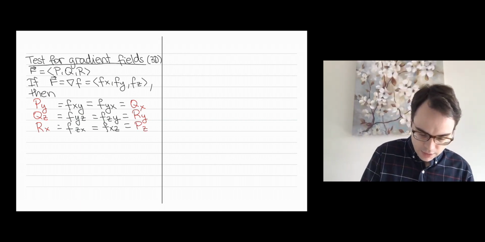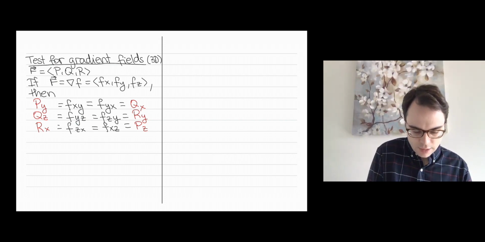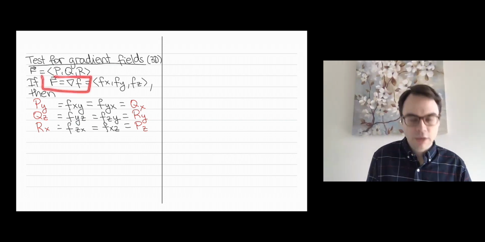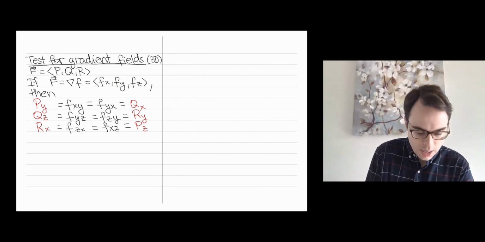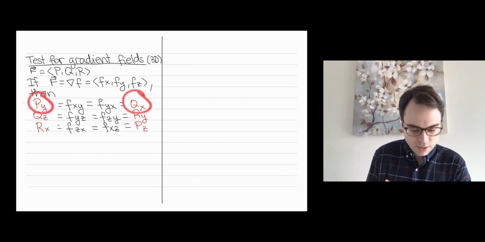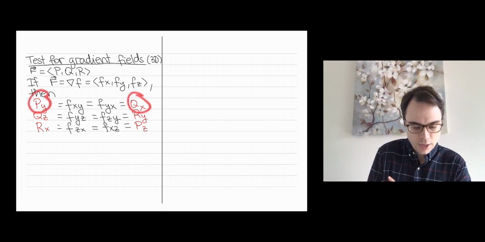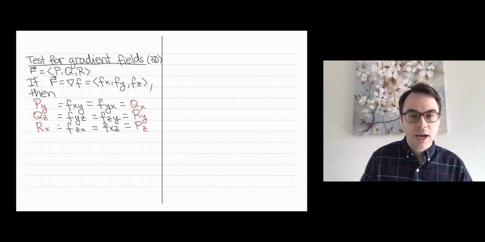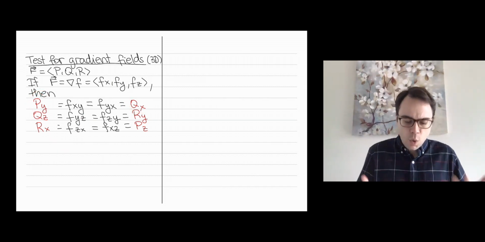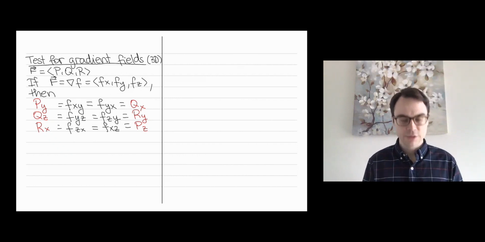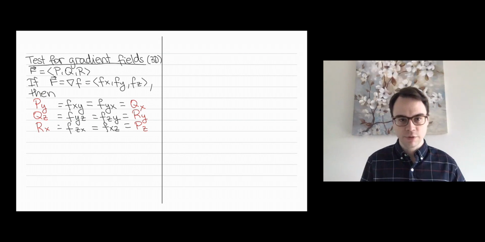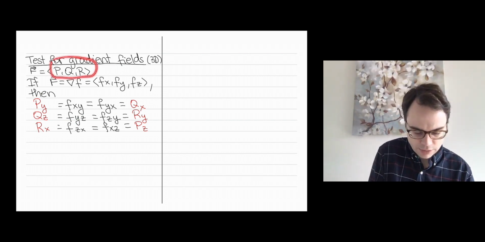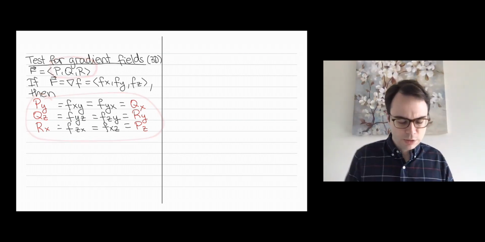So you see, in 2D, if my vector field f was the gradient of some function, I knew that q sub x was equal to p sub y. But now in 3D, the components are intertwined more deeply. There are 3 relations that connect the partials of the various components. Right, I have 3 components and 3 relations between them.